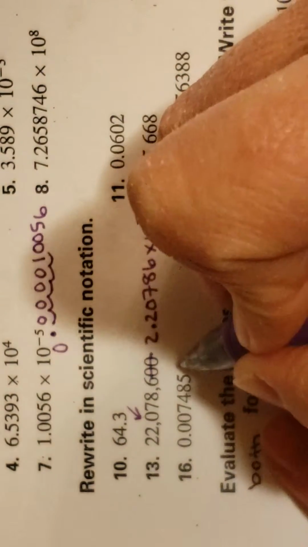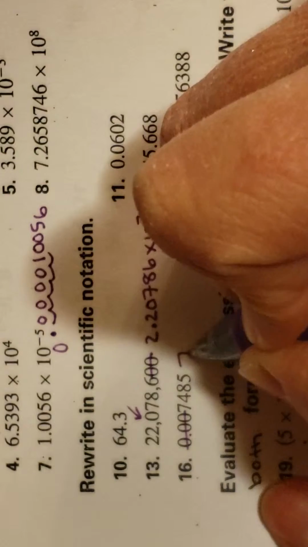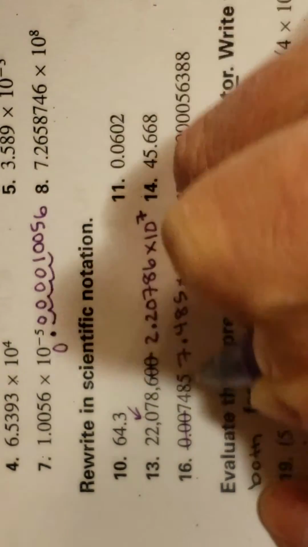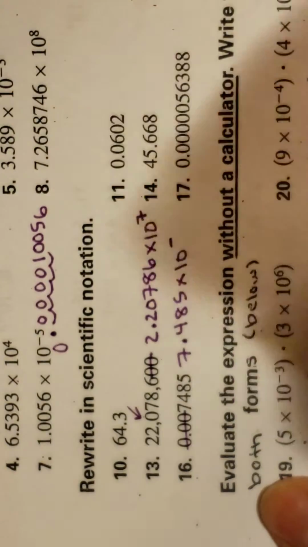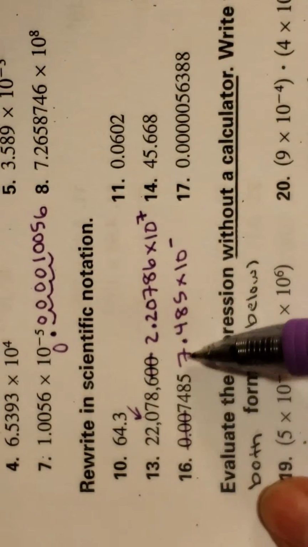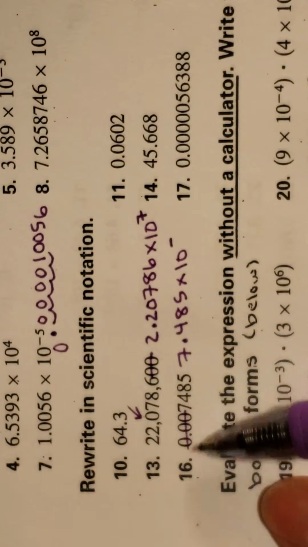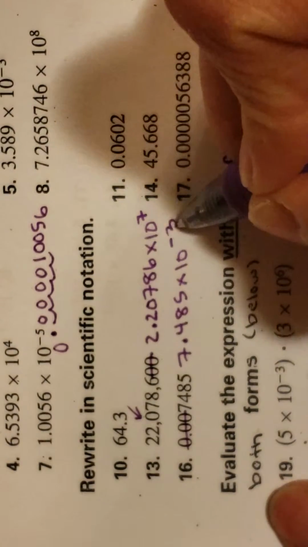Try the next one. 7.485 times 10. This is a decimal, so my exponent will be negative. My decimal is between 7 and 4. My pen is between 7 and 4. I'm going to travel to the left 1, 2, 3 places. So to the negative third.